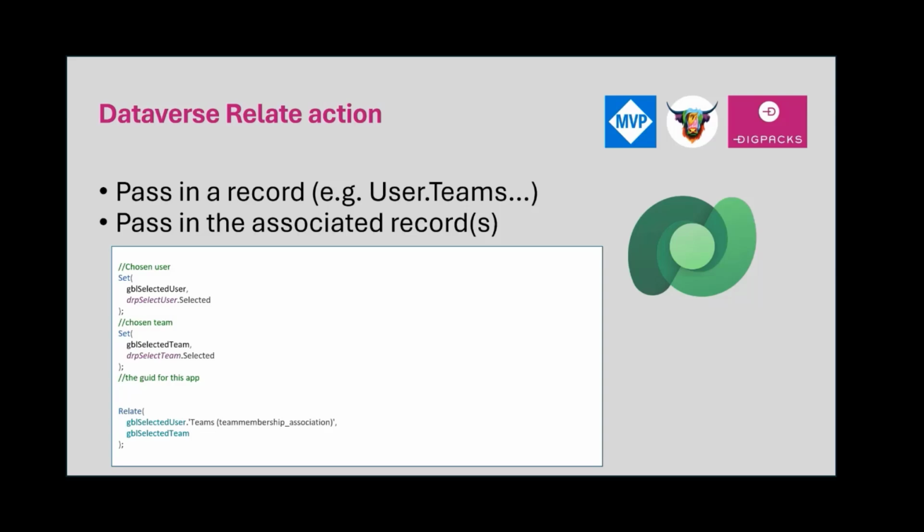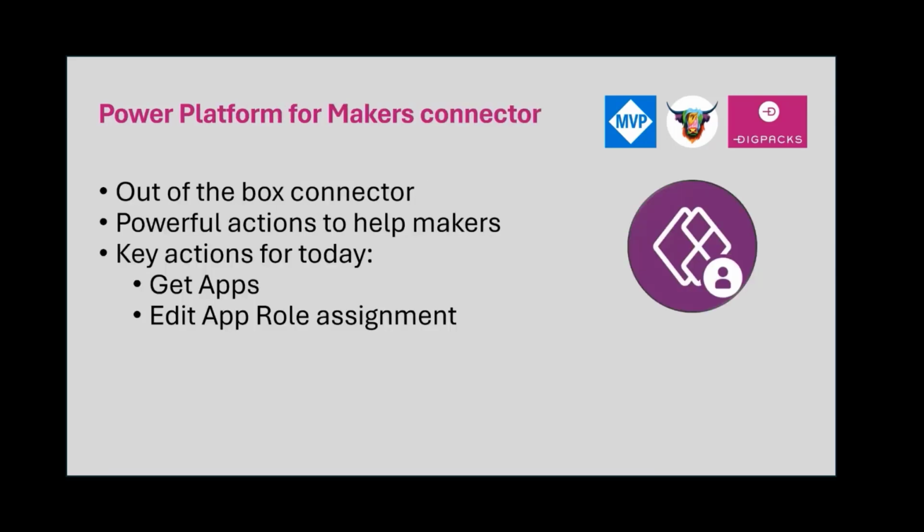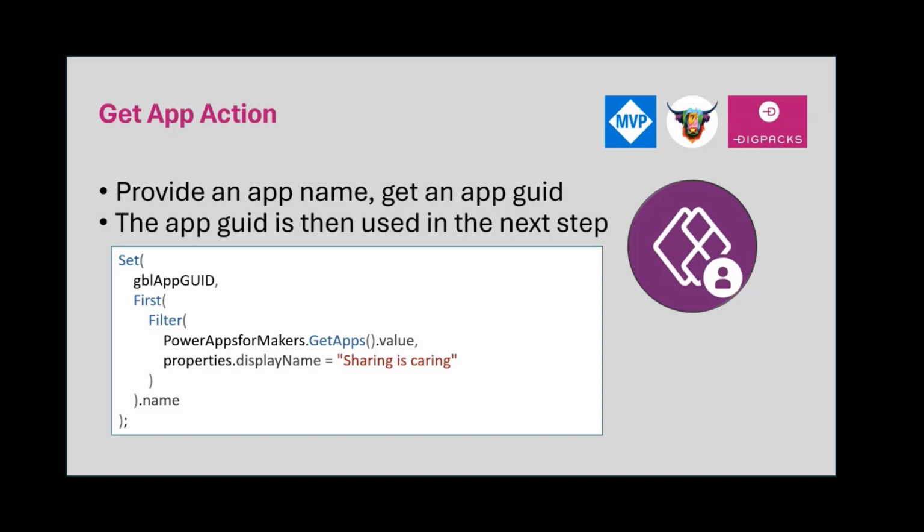So it's one thing sharing with that team. We also need to give the user access to the app. And for this, we can use the Power Platform for Makers Connector. This is an out-of-the-box Microsoft connector with some really powerful actions to help makers. And some of the key ones we're going to go through today are get apps and also edit app row assignment. We'll start by going through the get app action.